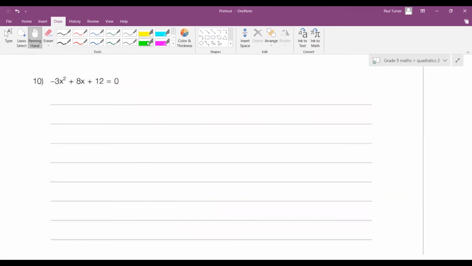Okay, looks a bit harder, and I think it takes a little bit longer to do this one. So remember in this question, we've got a minus 3 x squared. So we want to get rid of the minus 3. So let's just divide everything by minus 3 first. There are other ways, but I'm choosing the simplest way for this time.